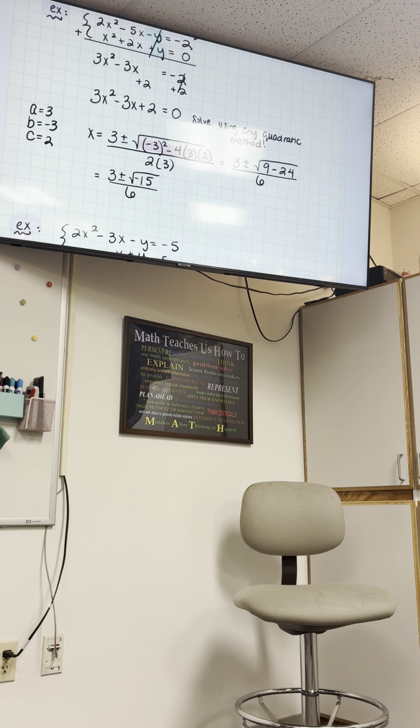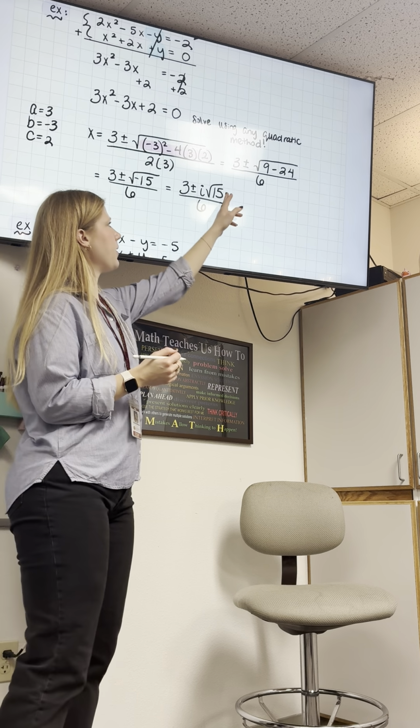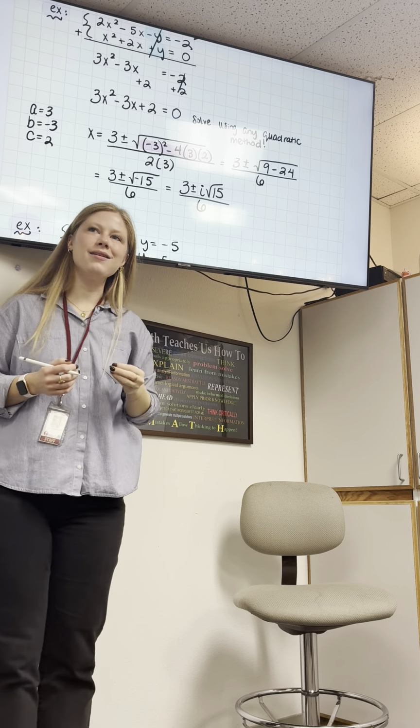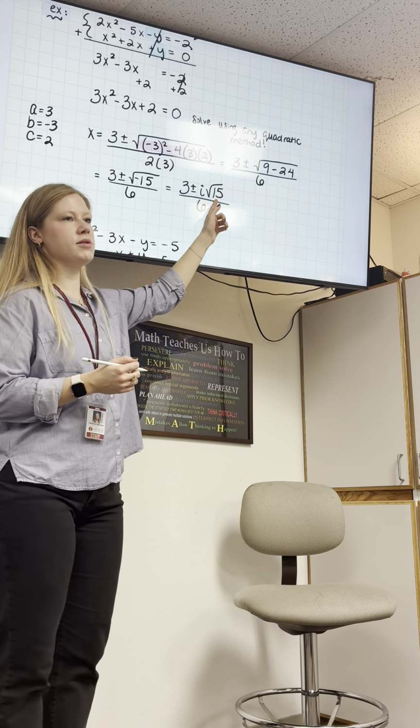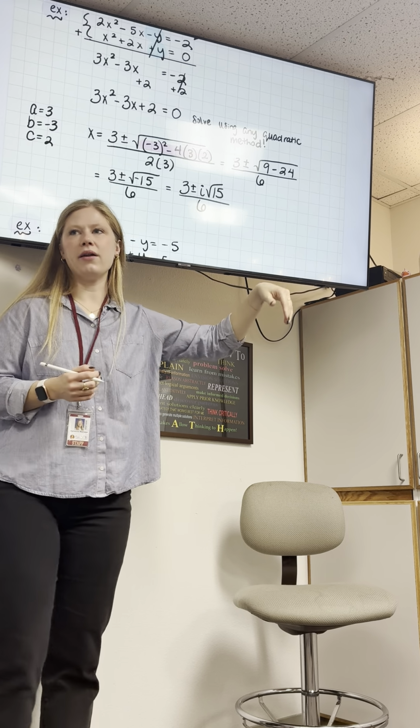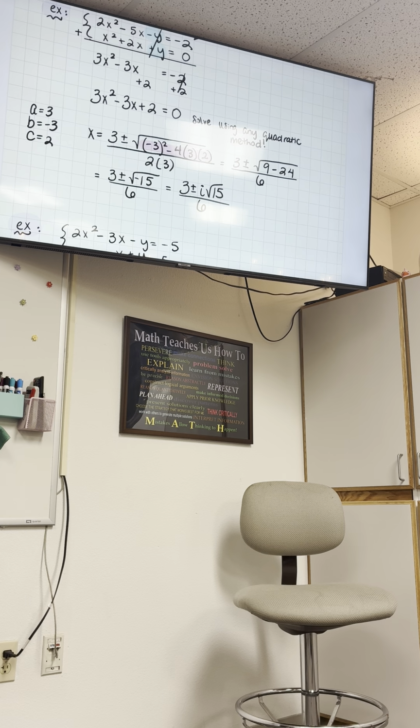Yes, we're going to take out an i value. So 3 plus or minus i root 15 over 6. Now, some of you might have the temptation to want to divide all these things by a factor of 3, but you can't, because the square root is a closed operation. So we cannot divide into the radical. Therefore, this is as simplified as we get, and that would be our final answer for this.